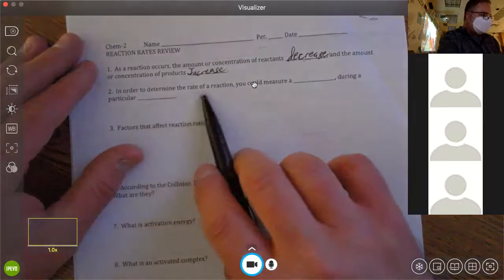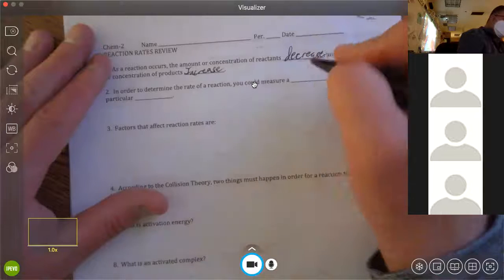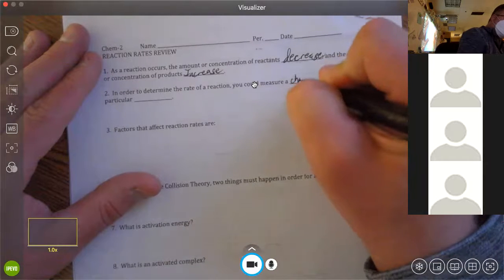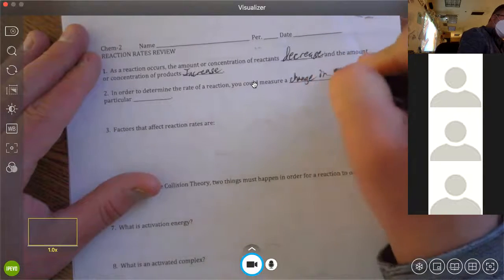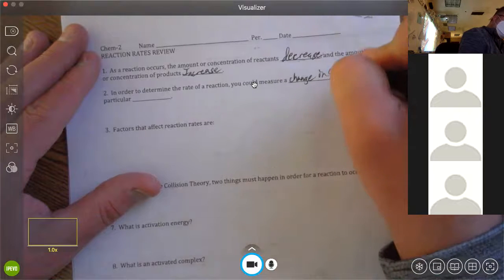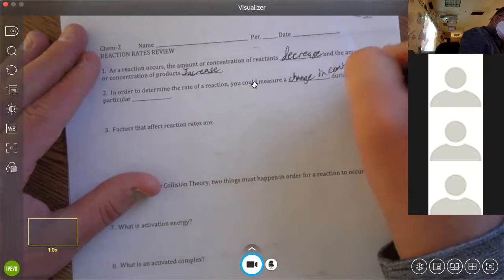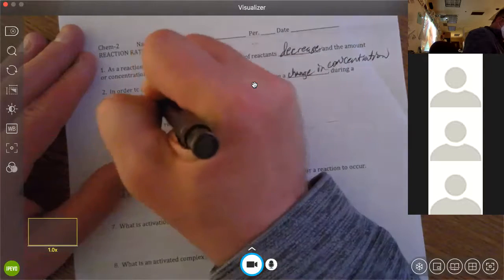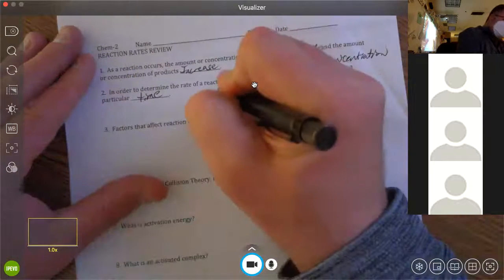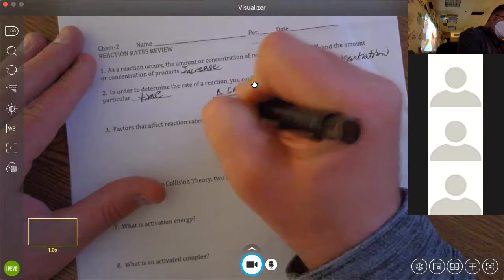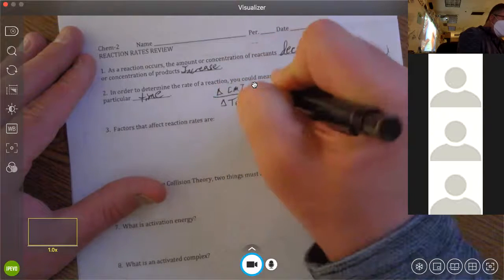In order to determine the reaction rate, you can measure either a decrease or change in concentration during a particular time. That's that formula: change in concentration divided by change in time equals rate.